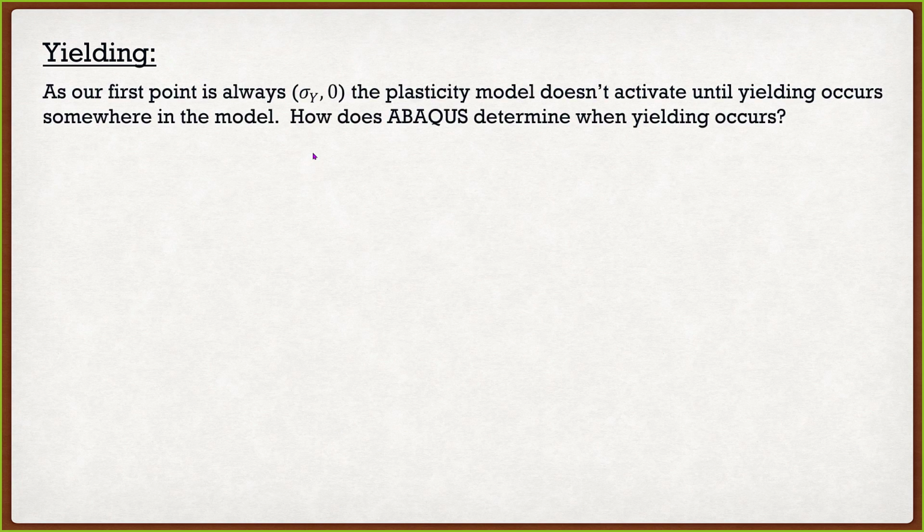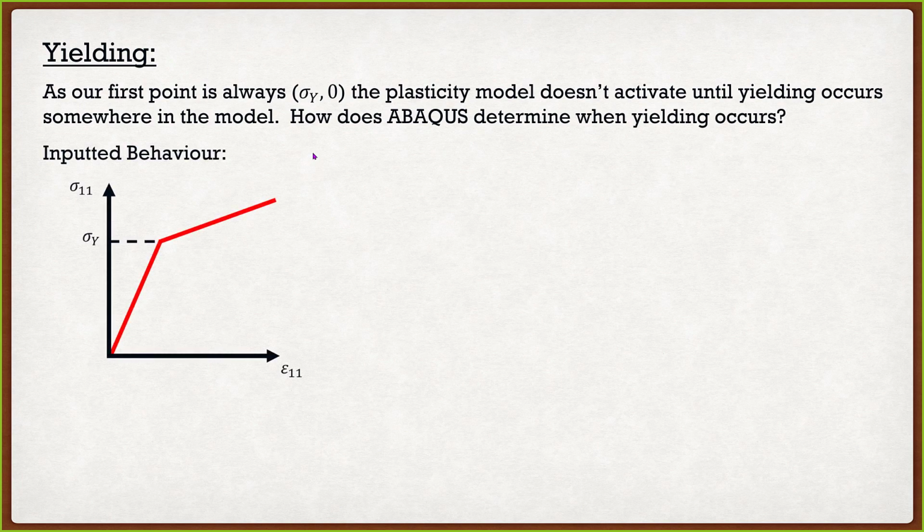Last thing I'm going to talk about, of course, is yielding. Now, this is kind of a little fun fact, but we said that in ABAQUS, we defined two different things. We defined the elastic parameters, which captured the elastic part, and the plastic parameters, which captured the plastic part. But how does ABAQUS know when to pick which one? How does it know if it's elastic, or if it's plastic? Remember that when we're inputting our behavior into ABAQUS, we're inputting a uniaxial behavior, which would be epsilon 11, sigma 11.